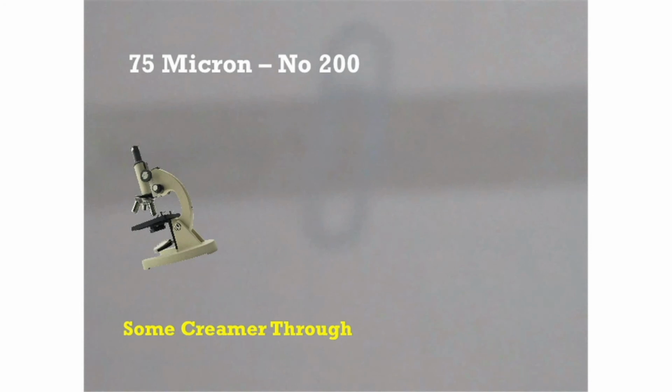Next, we observed a ruler and paper clip behind a 45 micron number 325 sieve. As you can see, there's only a faint shadow. The mesh almost completely stops the light.